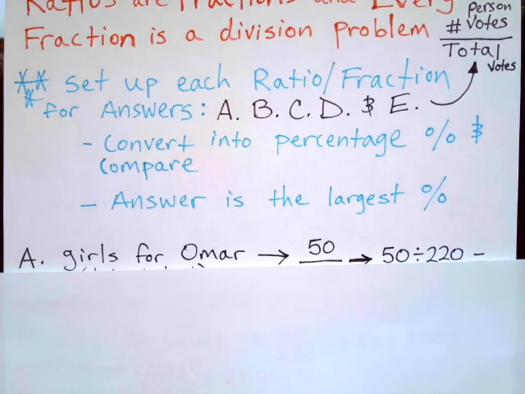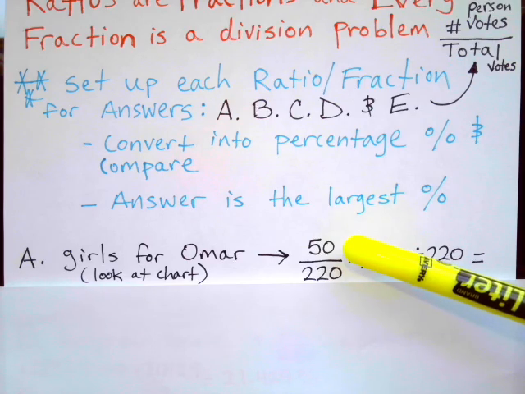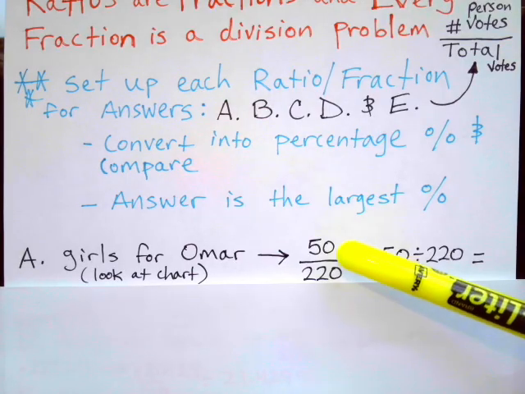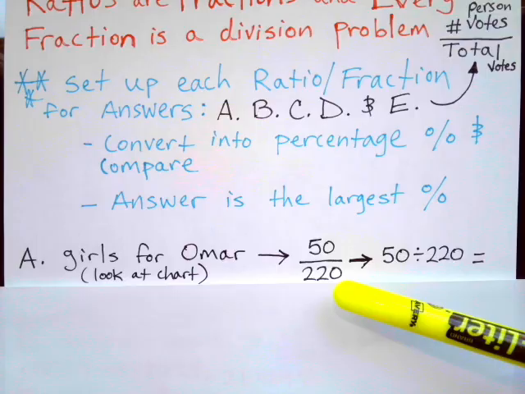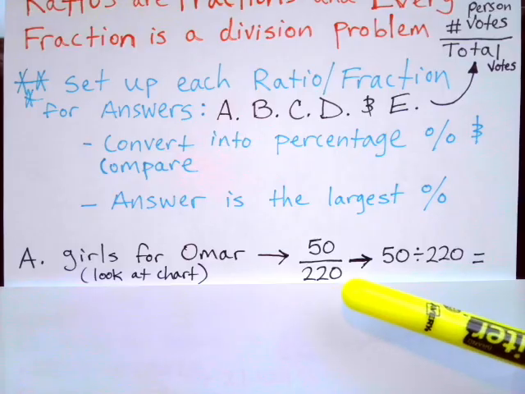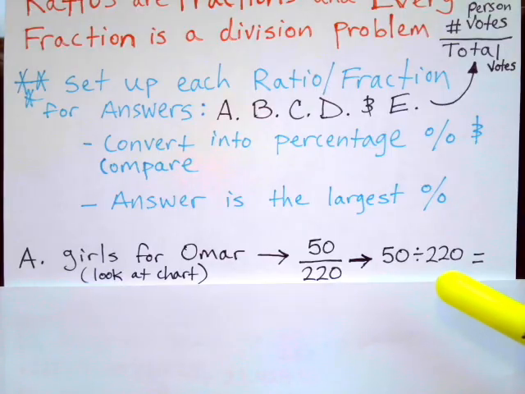How many girls voted for Omar? You got to go back to that table, take a look at that chart for each of these. And so, if you remember, 50 girls voted for Omar out of a possible 220. So this is how I set up my ratio fractions. And every fraction is a division problem. 50 divided by 220. So in your calculators, go ahead and punch in 50 divided by 220. And remember, no matter where you're located, if they haven't issued you a calculator, you request one, they are required to give you a calculator, right?